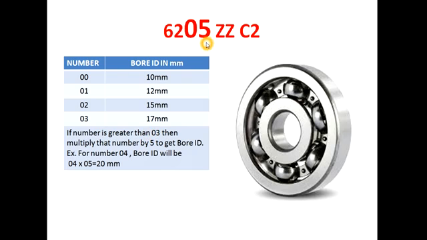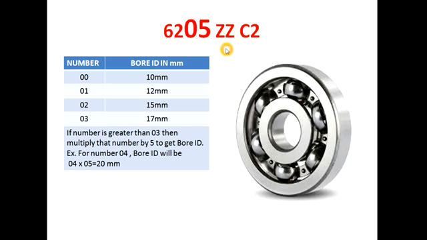For example, if here it is mentioned as 05, so we have to calculate the ID of that bearing. We will multiply this number, that is 05 into 5. We will get the answer as 25. That is the bore ID of the bearing. If it is mentioned here as 04, then its bore ID will be 04 into 5. We are multiplying by 5. Then we will get the answer as 20 mm. That is, we will have the bore ID as 20 mm. So now we have completed the description of the third and fourth digit.